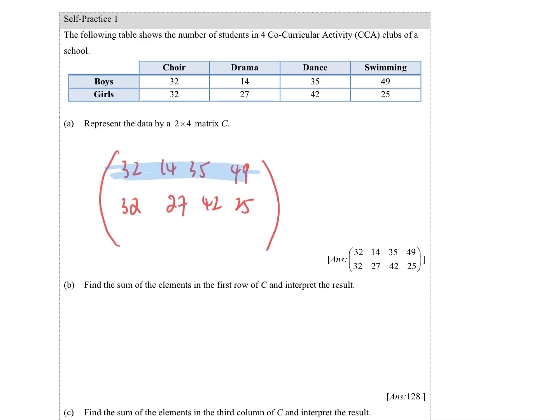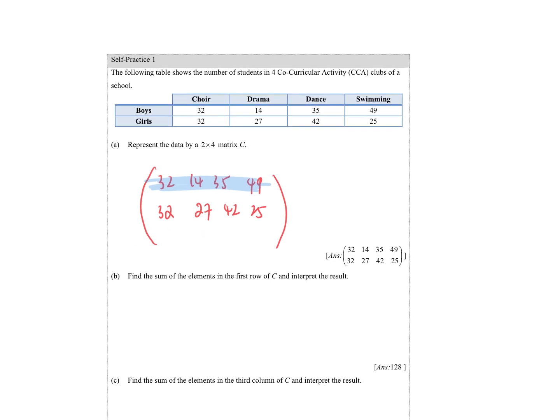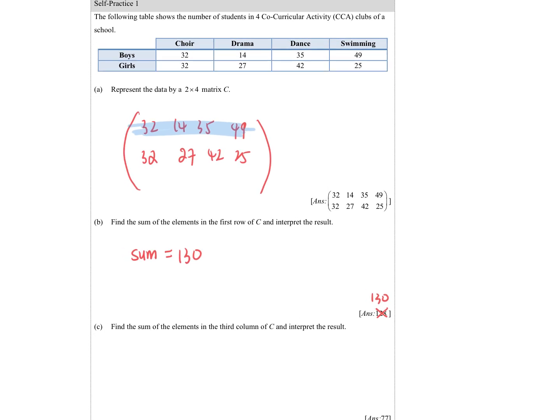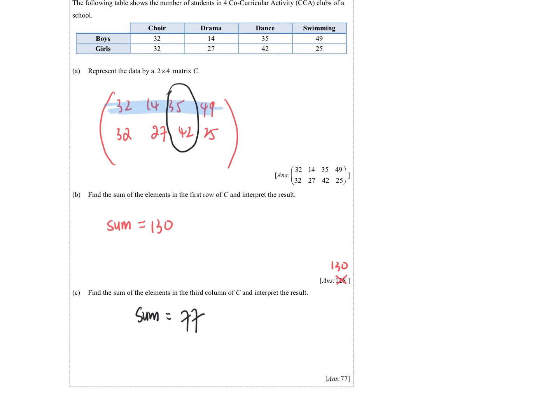Okay, let's come back. This one is self-practice, but let me just quickly run through it. Write it in a 2x4. Sum this up. It's 130. So just now Ethan spotted the mistake. This is 130. Sum of the elements in the third column is this one, so you get 77. They want you to interpret the result.